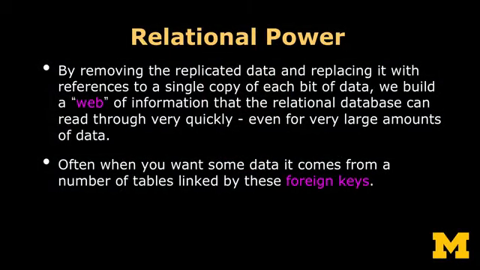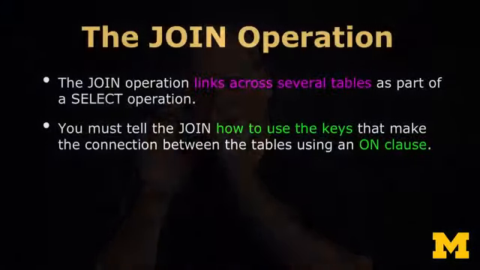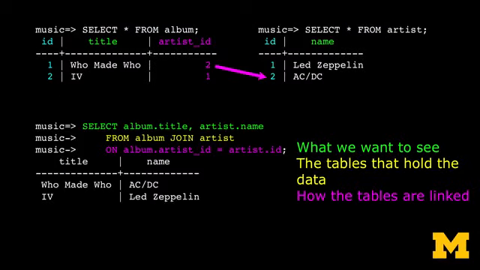So now we're going to take these foreign keys and traverse them to walk across this web of information that's now efficiently stored. The SQL construct that we use for this is called JOIN. The JOIN operation links across several tables as part of a select. So it's kind of an extended select that extends across a number of tables. And you have to tell JOIN how to connect the tables, and that's what's called the ON clause.